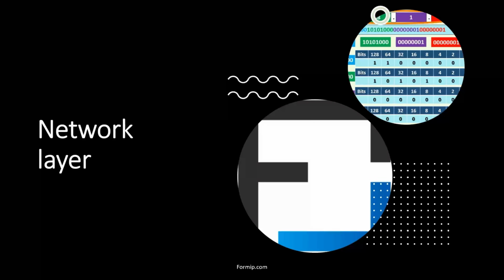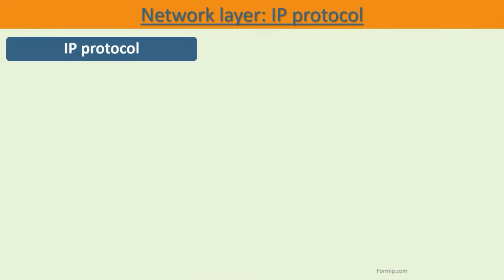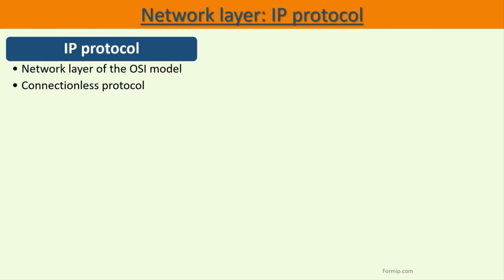Internet Protocol, better known as IP, carries information to determine where to send the packet. It's heavily used by routing protocols. IP works on the network layer of the OSI model and is a connectionless protocol. That is, it doesn't establish a connection to transport the data.